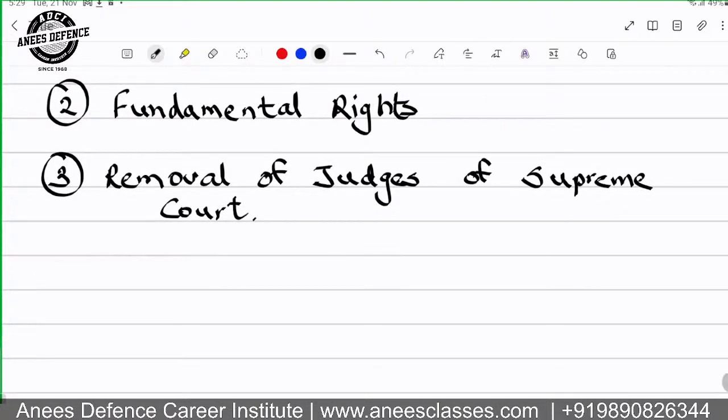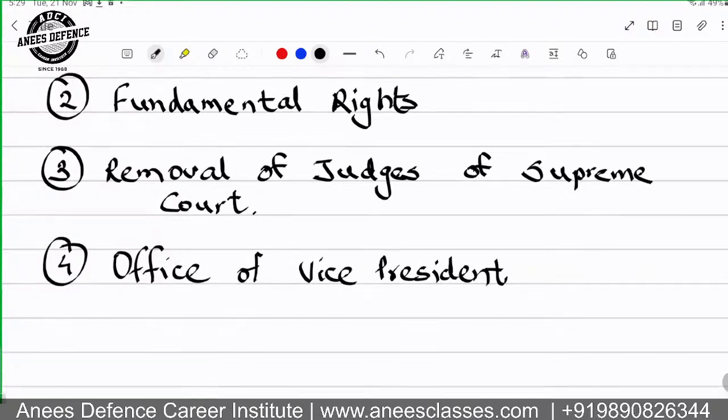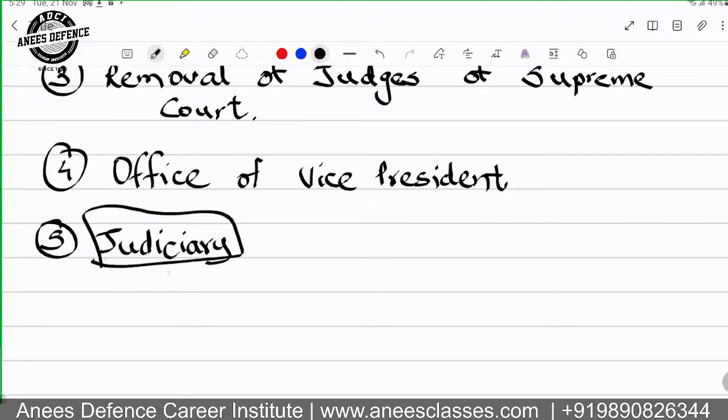Next is Office of Vice President. The Office of Vice President we have adopted from the American Constitution. Next thing we have adopted from the USA is the model of judiciary. In this part, there are two things.